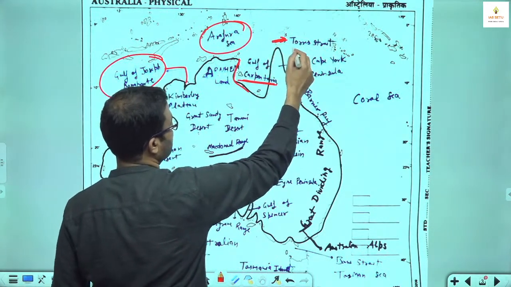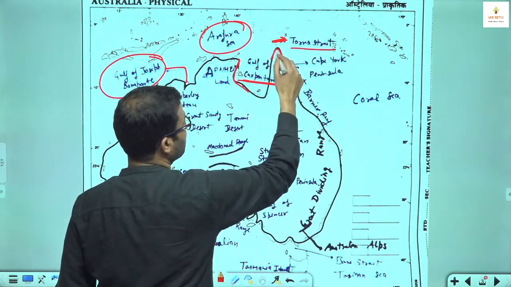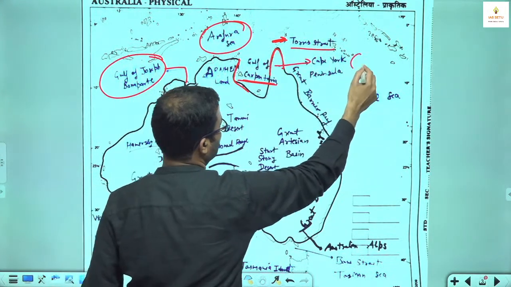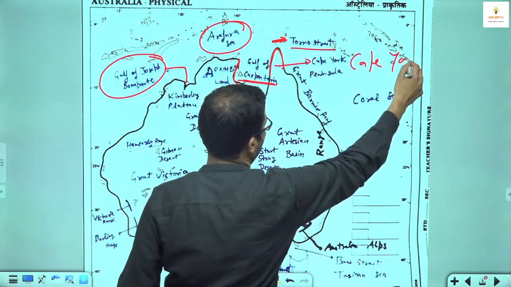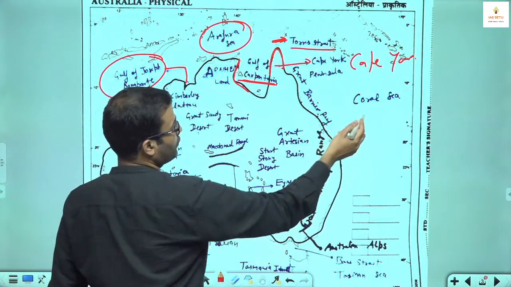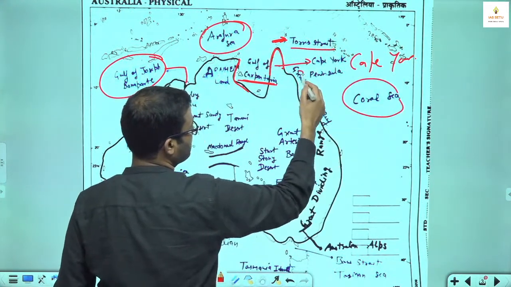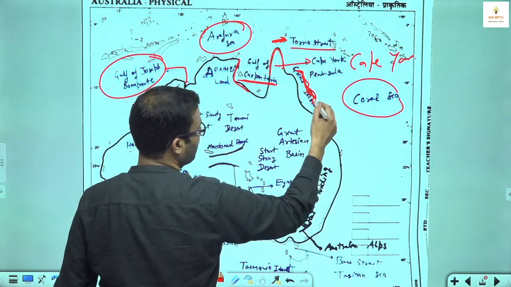North of Australia, this is Torres Strait we have. This is Cape York Peninsula. This side we have Coral Sea. This is Great Barrier Reef.